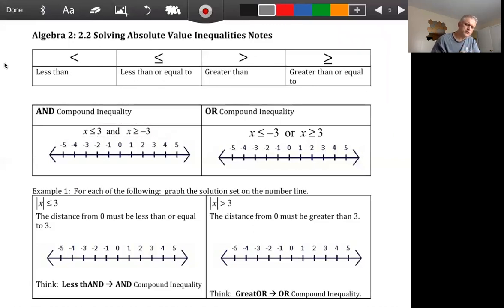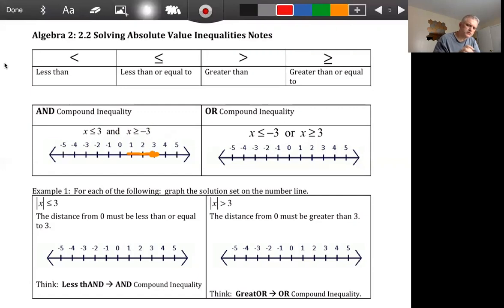X is less than or equal to 3. Okay, let's get something bright here. So I'm going to go to 3. It says less than or equal to, so we're going to do a solid circle. We put it on 3, and it says less than, so we're going to be going this way. Okay, I'm not going to put my arrow on just yet. You'll see why in a second.